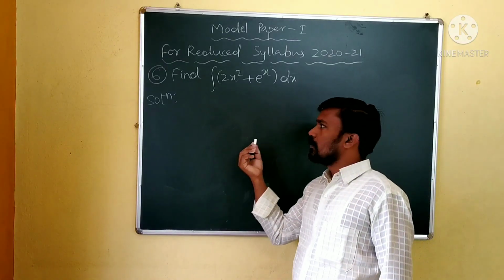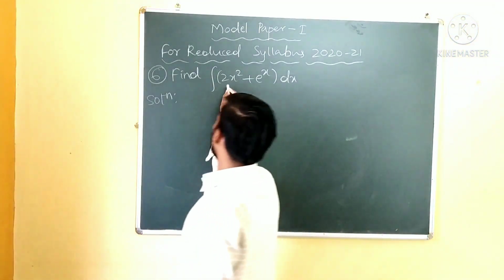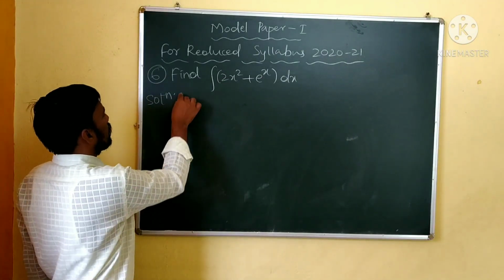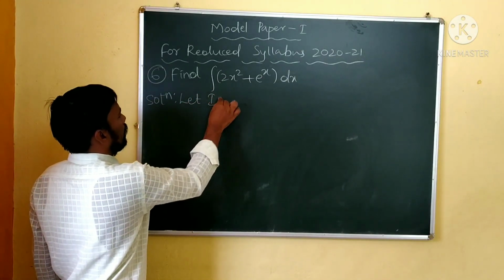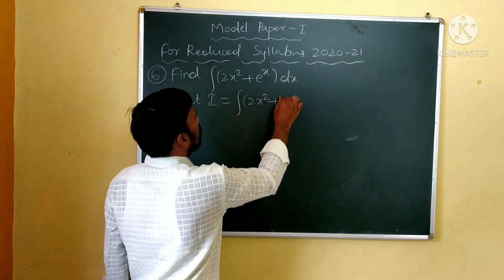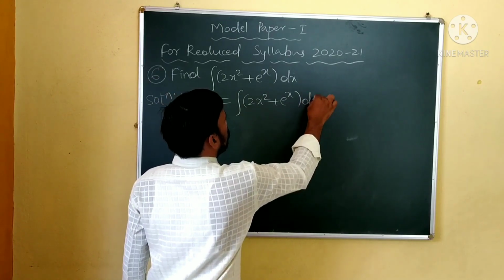You can see the next question, number 6. Find the integral of 2x square plus e raised to x, dx. Okay, let us take that integral as I. Let I be equal to the integral of 2x square plus e raised to x, dx.